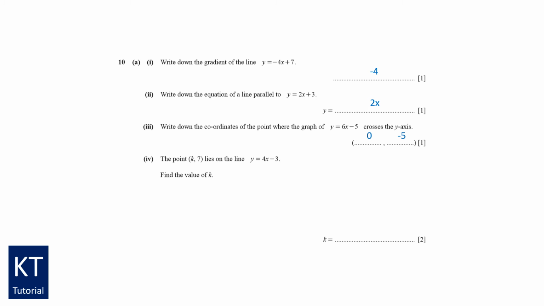Next, the point k, 7 lies on the line y equals 4x minus 3. Find the value of k. By inserting the coordinates into the equation, we can then solve for the value of k.